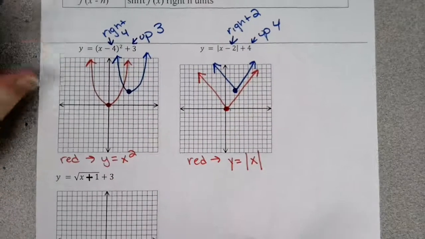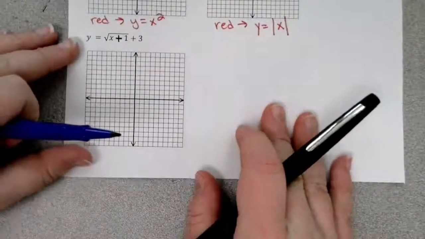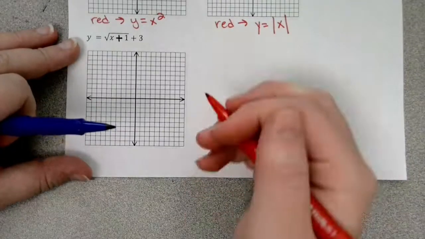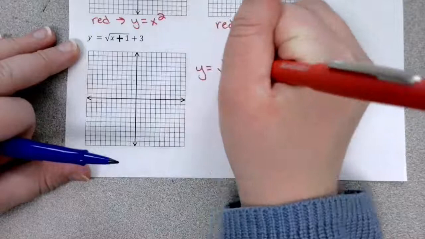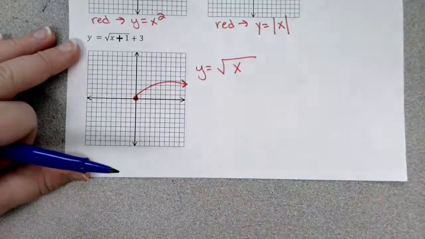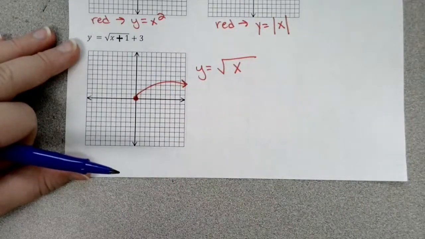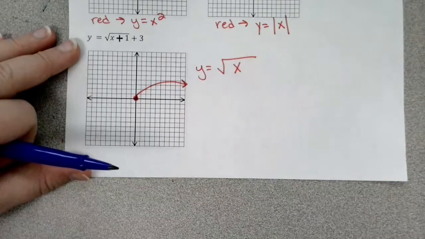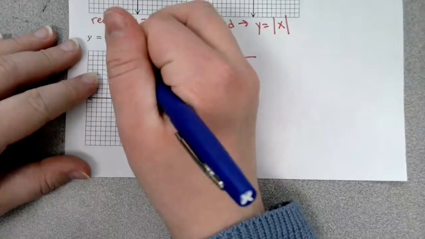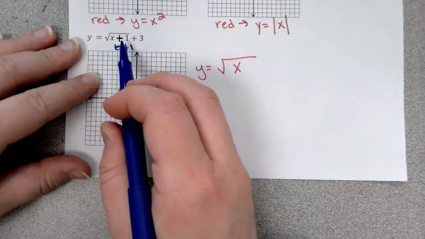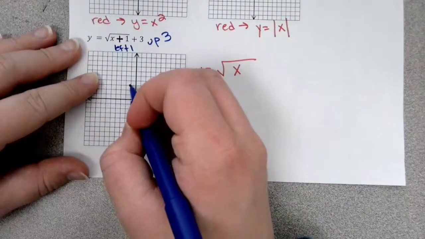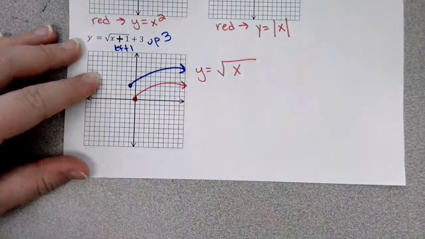Alright, if we look at the last one, y equals the square root of x plus 1, plus 3, my parent function is the square root, which just means it looks like this. It's half a parabola facing sideways. Now to translate it and move it, I go left 1, since that's a plus 1 right there, and up 3. So left 1, up 1, 2, 3. Draw the rest of the function in.